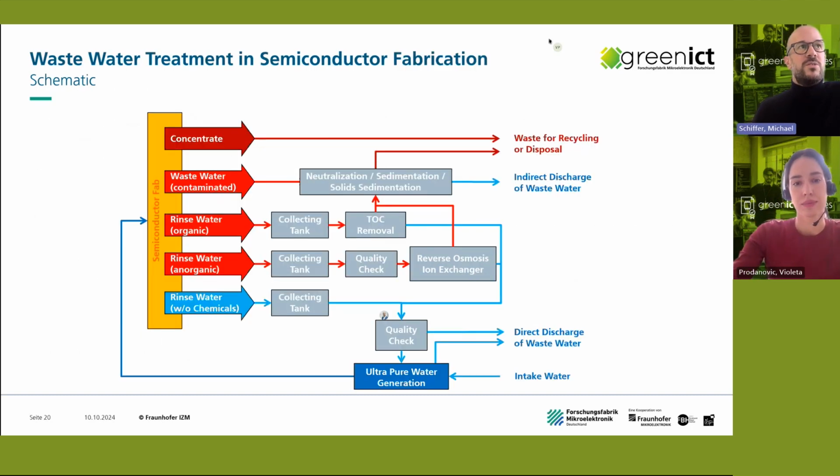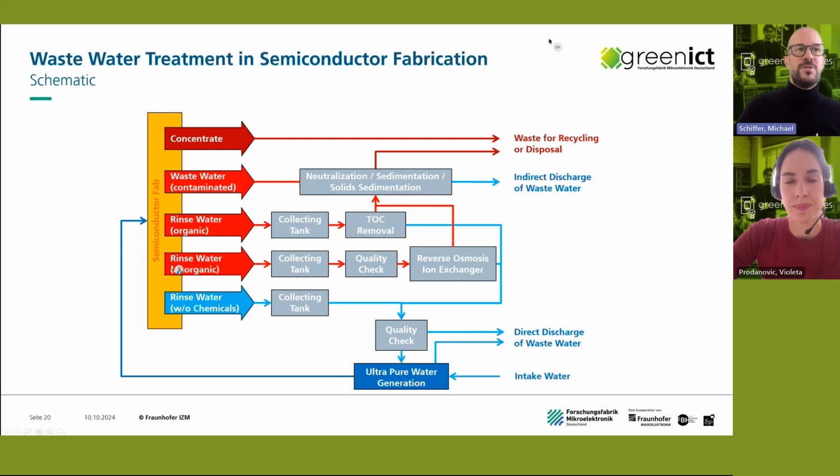So with that, we go to the water waste treatment in semiconductor companies. And there you can basically assume that most of the very concentrated streams you will treat separately or collect separately and then go for recycling or disposal. If you have contaminated water, then you go through the neutralization. Some parts of that are also going to waste or recycling. Otherwise, going to the indirect discharge of wastewater.